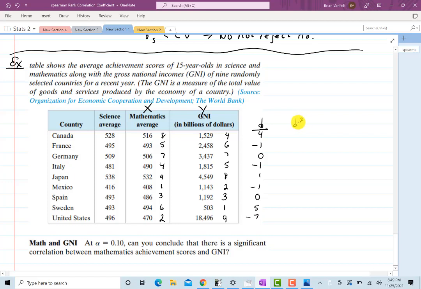And now let me get my d squareds. And let me add them all up. Let's see, 49 plus 25 is 74. 75, 76, 77, 78, 94.